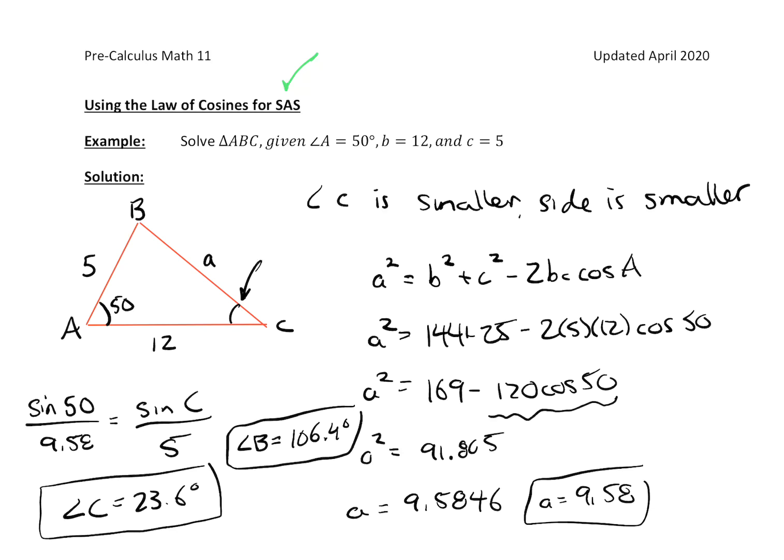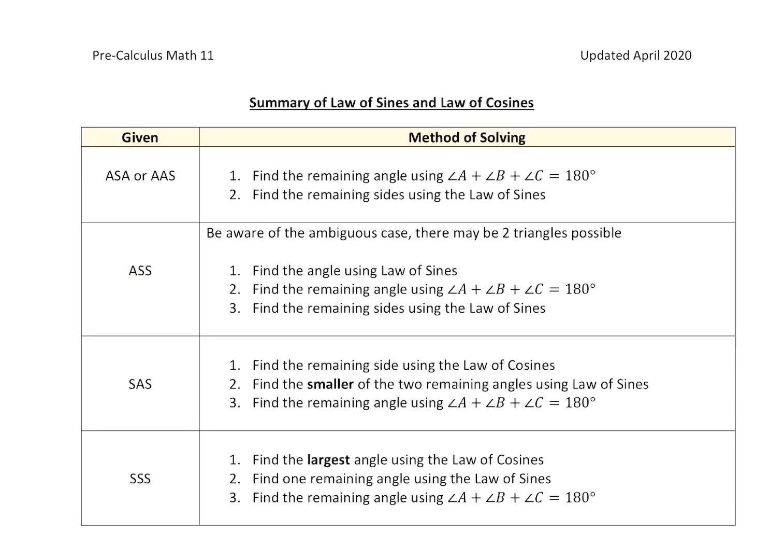So the two caveats for cosine law, and you'll see on this page right here, is if you're given an angle side angle or an angle angle side, you can use the 180 to get the missing angle because you already have two angles in both cases, and then you use sine law. If you have the ASS triangle, remember you got to check the ambiguous case, and then you use law of sines. If you have side angle side or side side side, you're using cosine law.